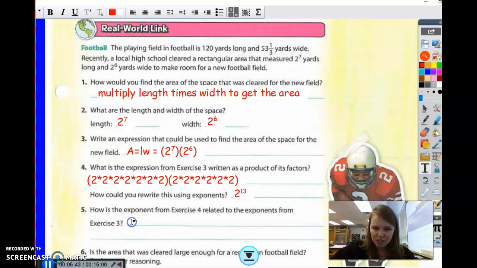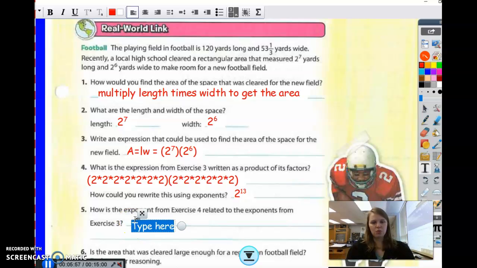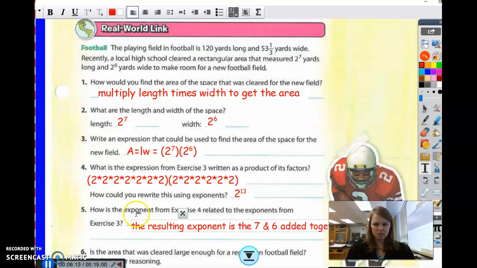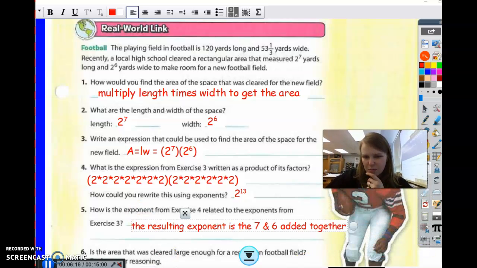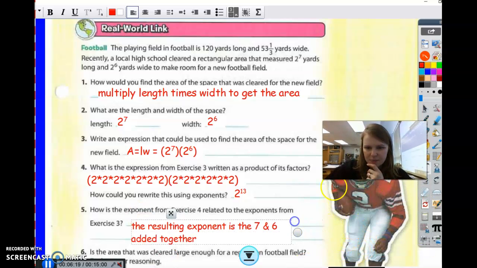It says, how is the exponent from exercise 4 related to the exponents from exercise 3? So what they're saying is, how did we get a 13 here? How is 13 related to the 7 and the 6? So we could say the resulting exponent is the 7 and 6 added together. Does that make sense, guys? I'll move myself out of the way here. I can shorten that up. Hey, looks like I'm playing football.